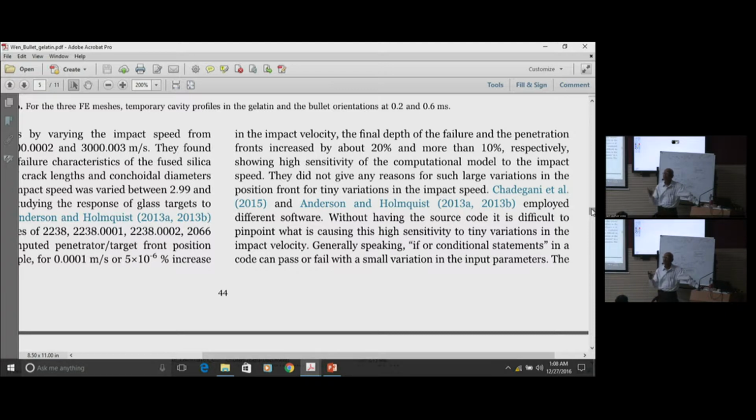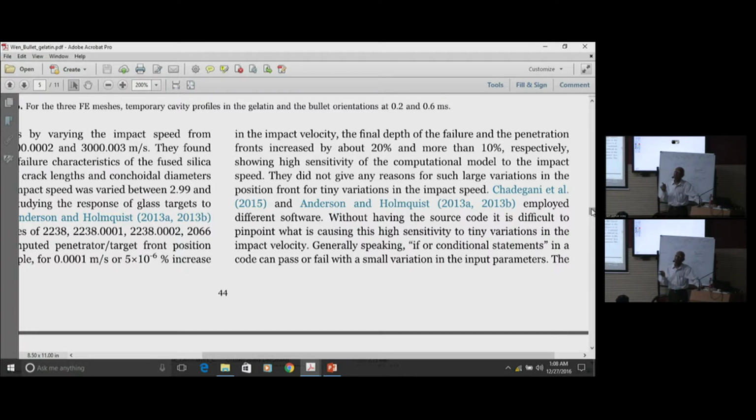There were 3 reviewers. One of them said, why don't you change your impact speed from 2 kilometers per second, which is 2,000 meters per second, to 2,000.001 meters per second, and show us that the results don't change much. So we started wondering how this person thought of this change. We Googled it. We know who had done it first. There was only one other paper that had done something similar. So we knew who the reviewer was. But that doesn't matter much, though.